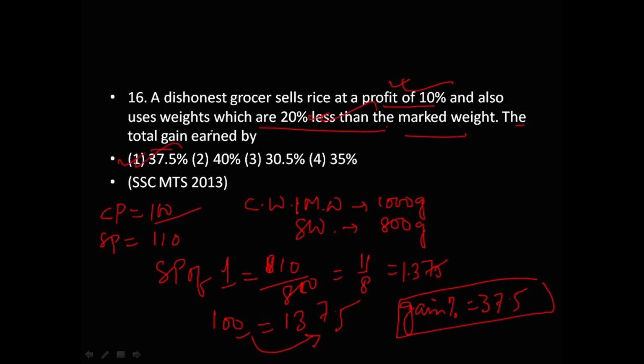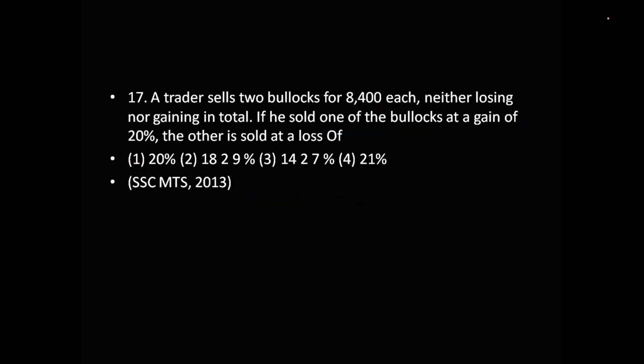Moving to the next one now. Number 17: a trader sells two bullocks for 8400 each, neither losing nor gaining in total. If he sold one of the bullocks at a gain of 20%, then the other was sold at a loss of how much percentage? The options are 18 and 2 by 9, and 14 and 2 by 7.